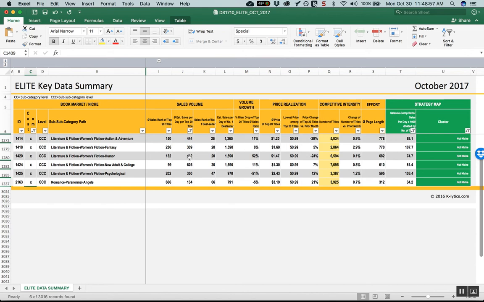I'll probably say go down to maybe 300 for the lower end, but yeah, easily in that. All right, so then the next thing is I want to look at my price realization. Now, this is another reason why I am stressing to do this for your short reads, because you want to be able to make sure that you know what you can realistically expect to charge. So that's another great thing about K-Lytics.